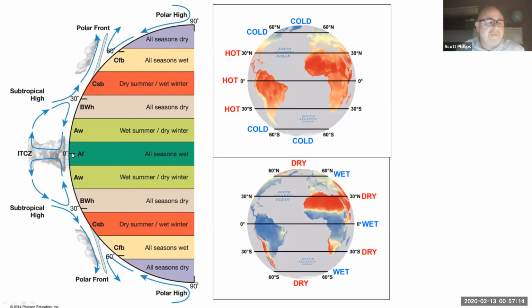So we have the pattern of being hot at the equator and colder near the poles, but you also have alternating patterns of wet and dry environments because of the differences in high and low air pressure.